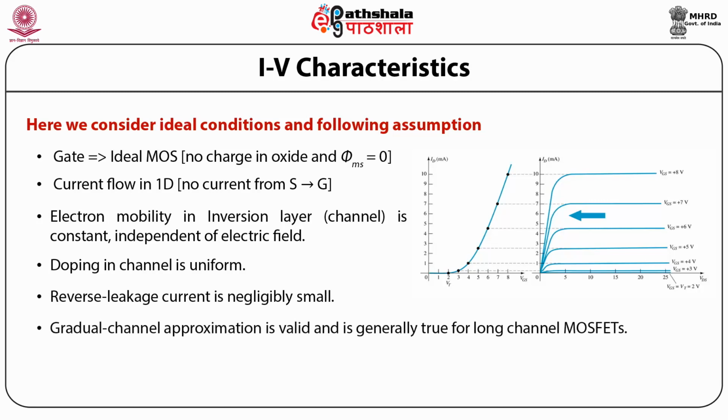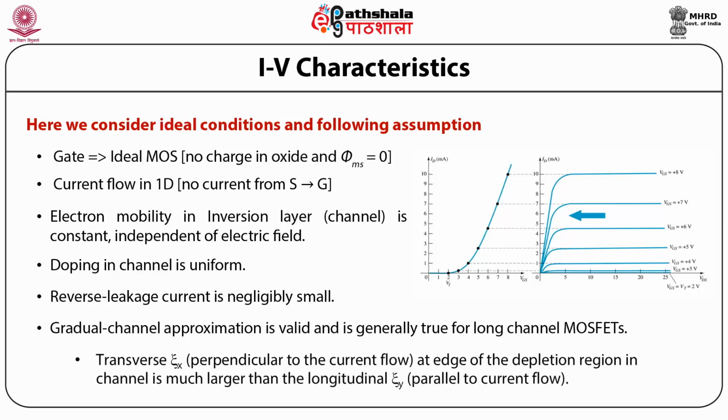The gradual channel approximation is valid and is generally true for long channel MOSFETs. This implies that the transverse field Xi-x, perpendicular to the current flow, at the edge of the depletion region in the channel is much larger than the longitudinal field Xi-y, parallel to the current flow. This figure shows the input and the output IV characteristics of the MOSFET.